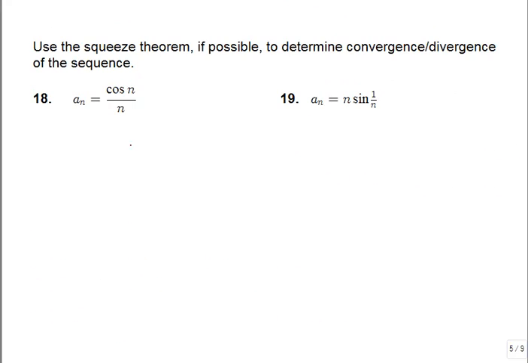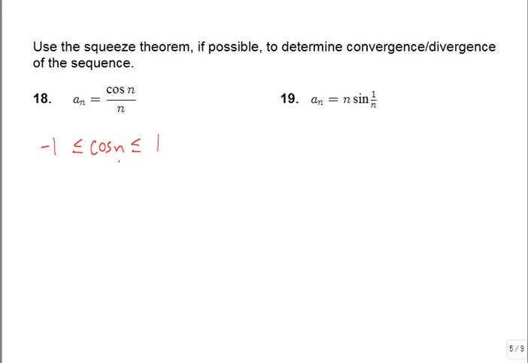So on these next two, what we want to try to do is use the squeeze theorem, if possible, to determine the convergence or divergence of the sequence. So here we want to know whether or not cosine of n over n converges or diverges. So one thing we could try with this squeeze theorem, especially useful with trig functions, is that we know that cosine of n, since it's a cosine function, is always bounded between negative 1 and 1. It oscillates between negative 1 and 1. So that gives us an inequality, a boundary here that we can use to help us with the squeeze theorem.